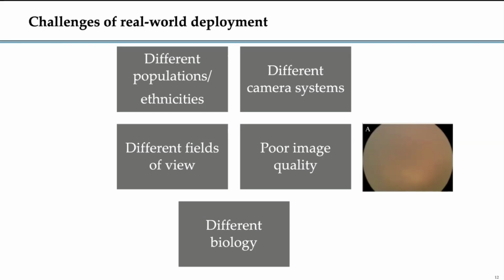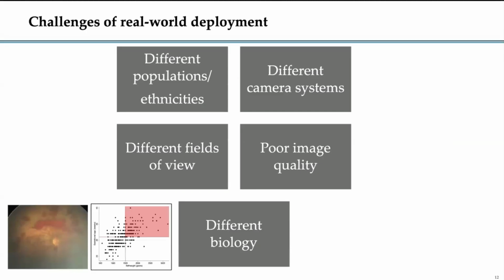If the images are of insufficient quality, it can be very hard for the network and for humans to actually make any diagnosis based on them. So thinking about how to deal with that is also important. And the disease itself can be different in different populations.